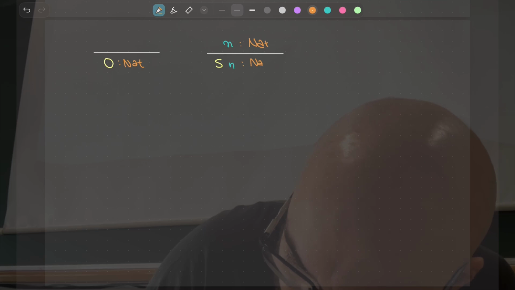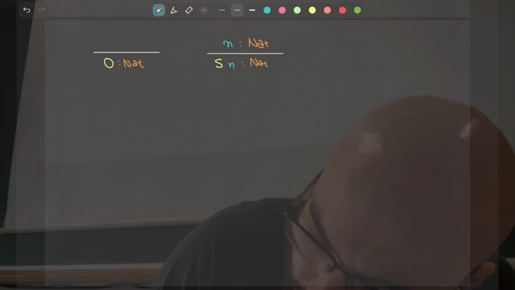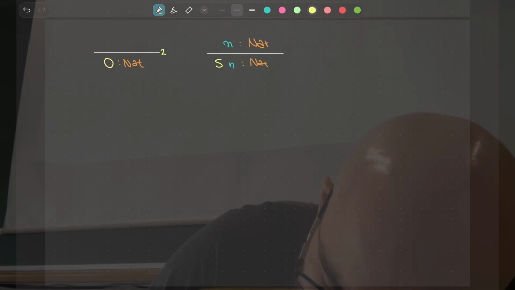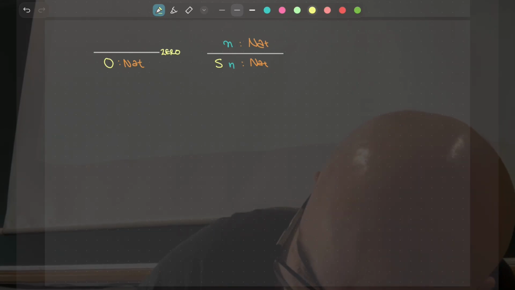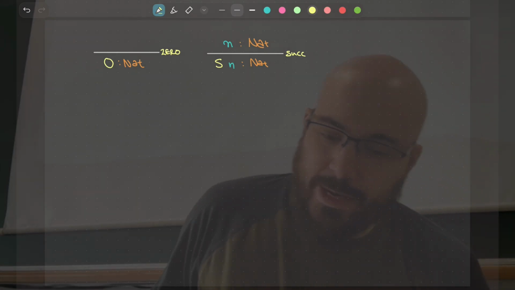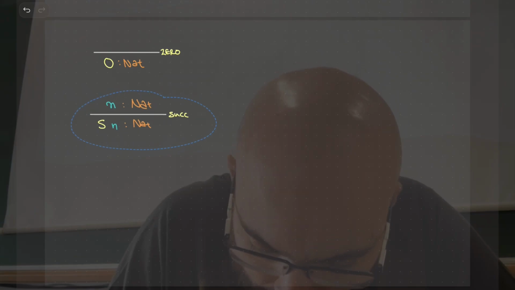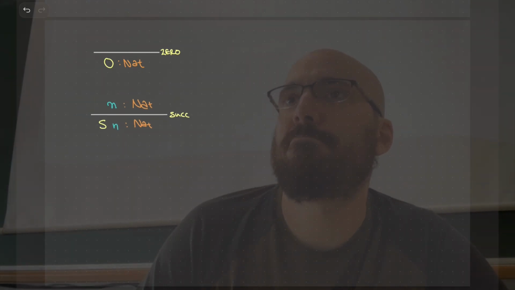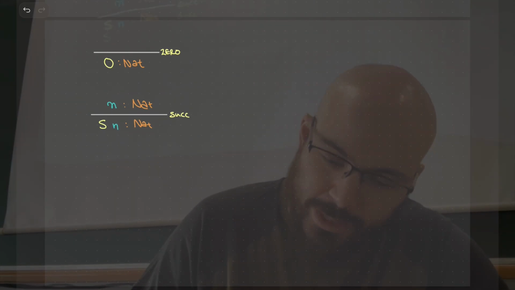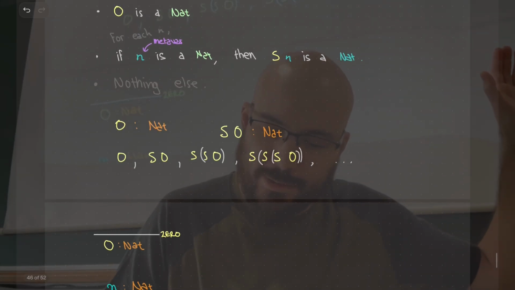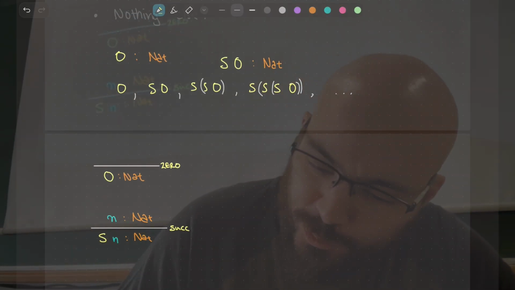And I will give names to these rules. Let's call this, I don't know, maybe 0. And let's call this suc, for successor. And there are no other ways to construct. So I only have 2 rules to construct nats. Is that okay? Do we agree that this thing is pretty much the same thing as that thing written in a different way? I hope we do.